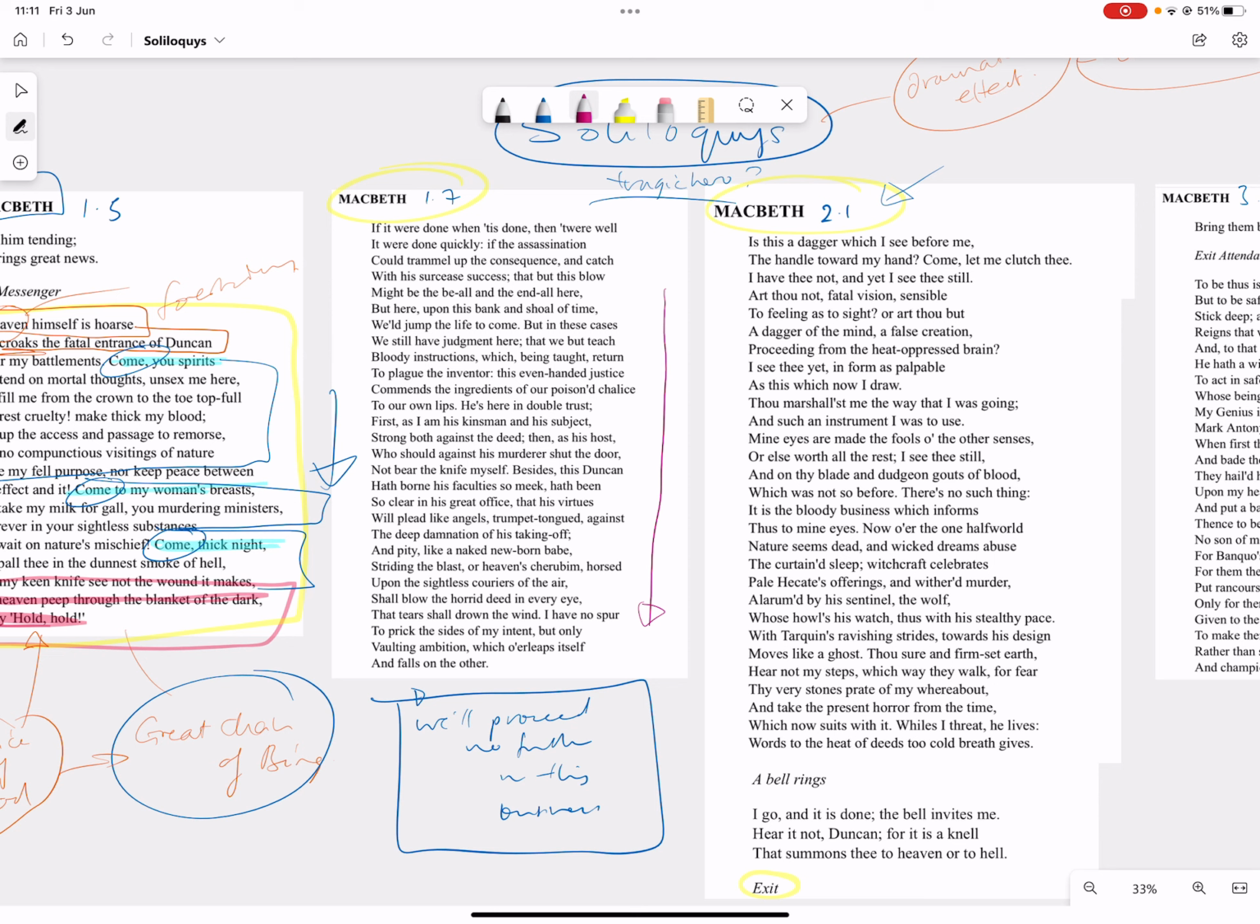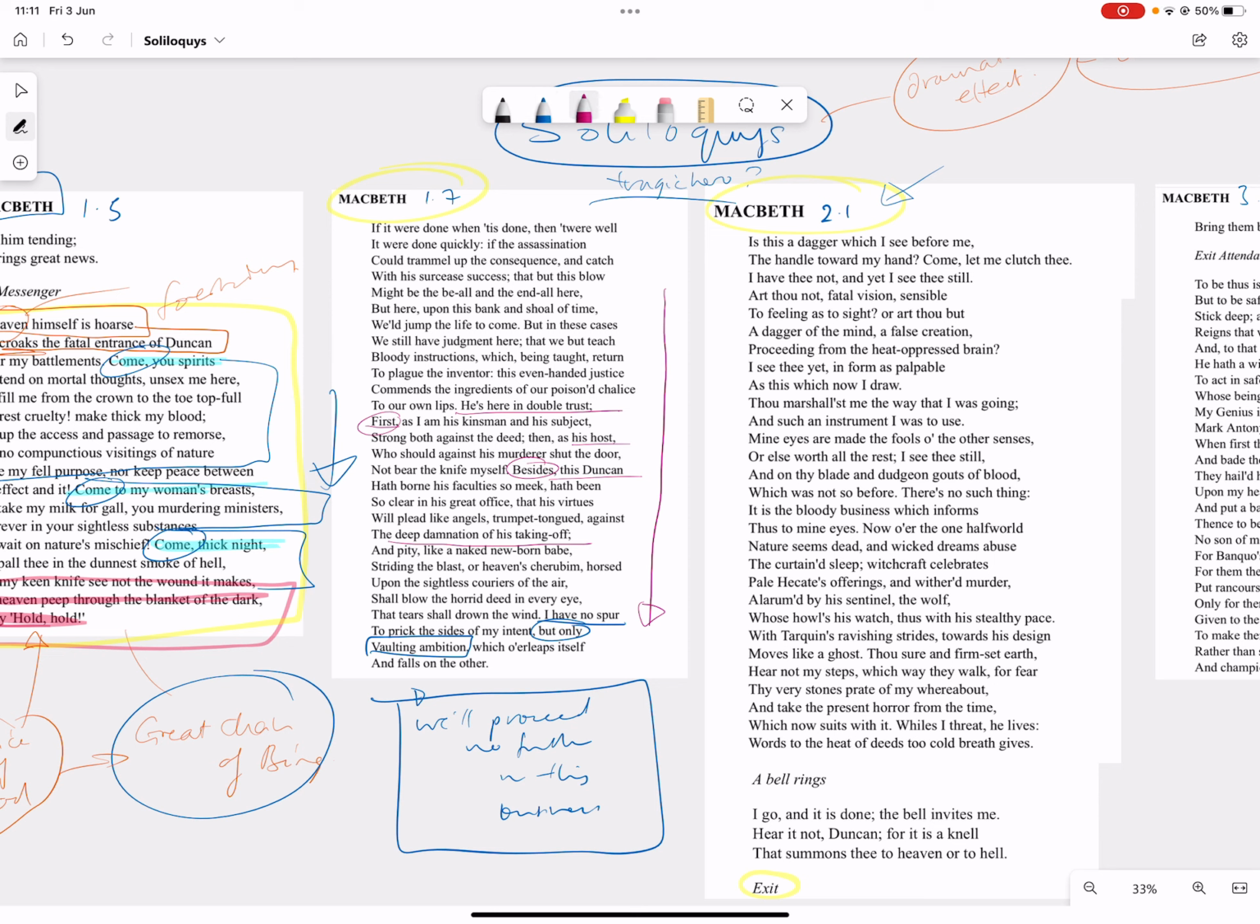So again, if I was making a structural point, he's here in double trust. First, we get this kind of sense of a list. Besides, pointing out another reason, double trust, his host, I should not bear the knife myself, and then the deep damnation of his taking off, how everyone will react. And then the only thing, I have no spur but only vaulting ambition. That's where Lady Macbeth is required to act. So there's more reasons against than for.